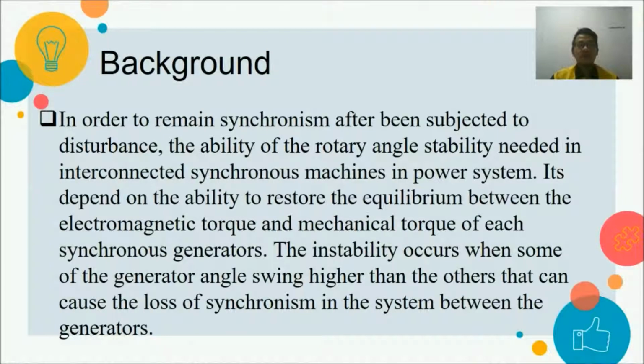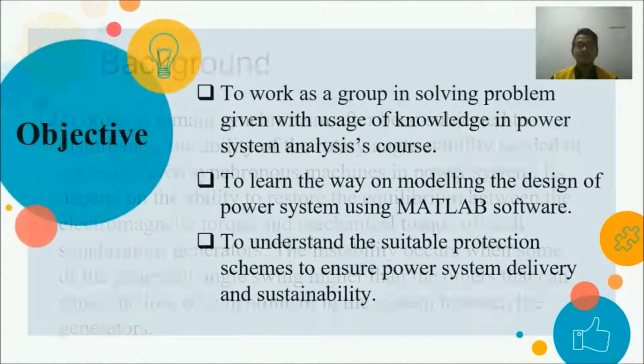Okay, for the background, in order to remain synchronized after being subjected to a disturbance, rotor angle stability is needed in the interconnected synchronous machines in a power system. It depends on the ability to restore the equilibrium between the electromagnetic torque and mechanical torque of each synchronous generator. The instability occurs when some of the generator angles swing higher than the others, which can cause loss of synchronization between the generators in the system.